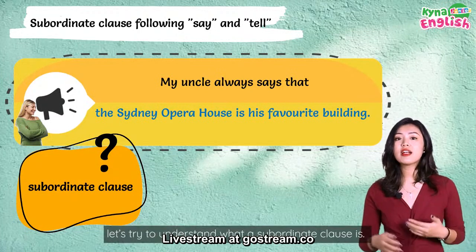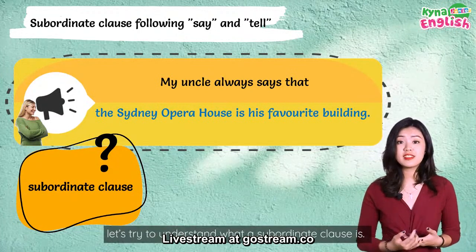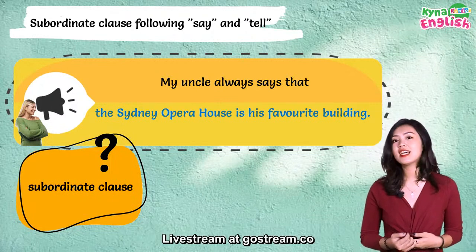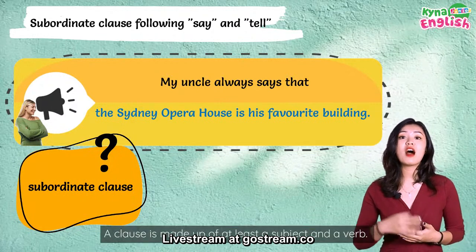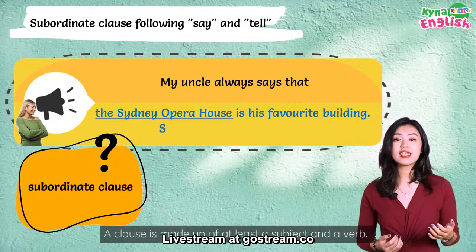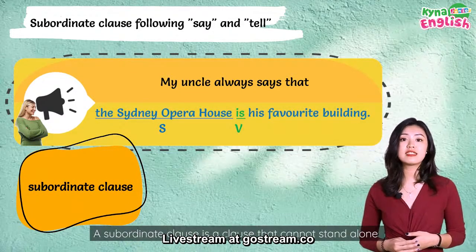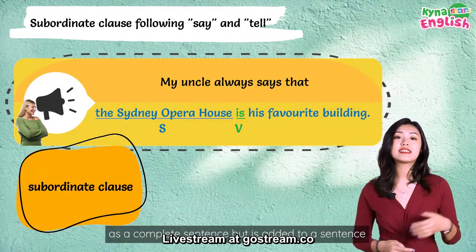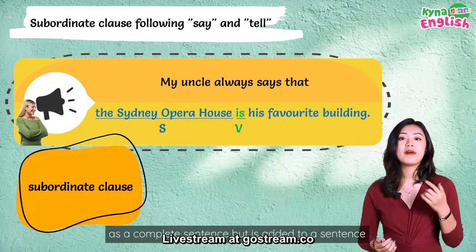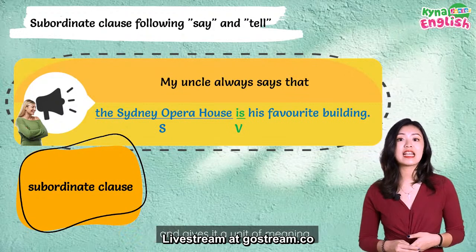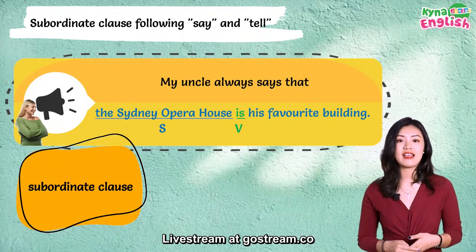First, let's try to understand what a subordinate clause is. A clause is made up of at least a subject and a verb. A subordinate clause is a clause that cannot stand alone as a complete sentence, but is added to a sentence and gives it a unit of meaning.